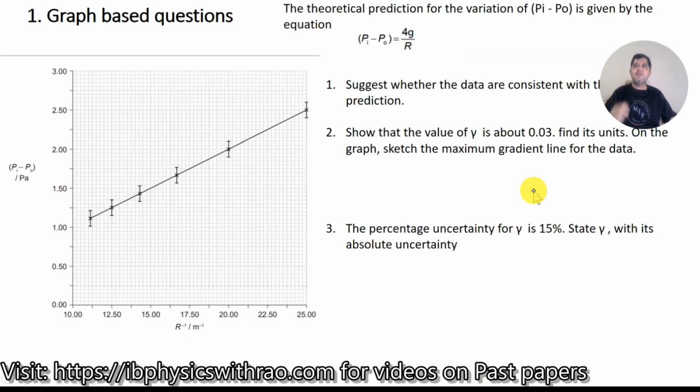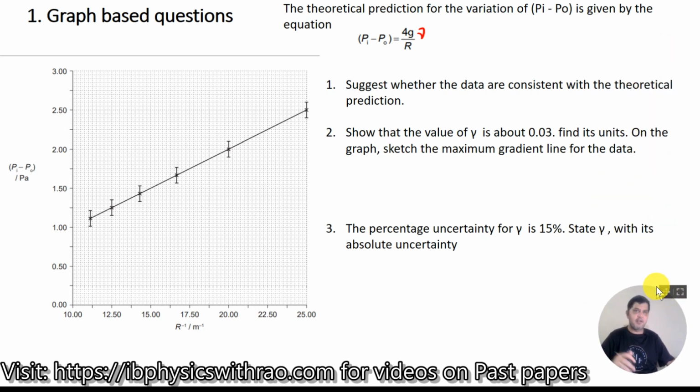The theoretical prediction for the variation of pi minus p0 is given by the equation pi minus p0 equal to 4g by r. There should be a gamma here which is missing. The actual paper was also missing. Suggest why the data is consistent with the theoretical prediction. Why is it consistent? Now you see the line passes through all the data points. You can mention that all the points it is passing through. This is 1 by r, and this is pi minus p0 here.